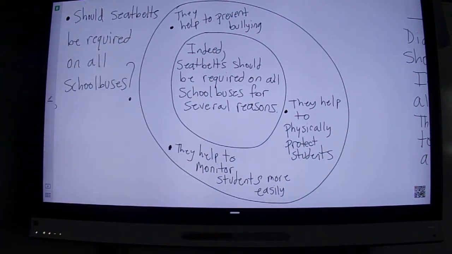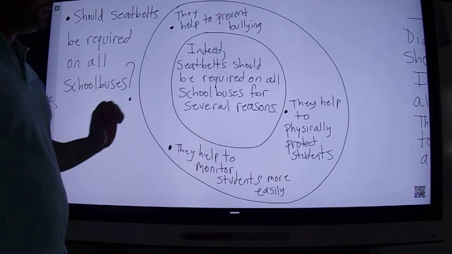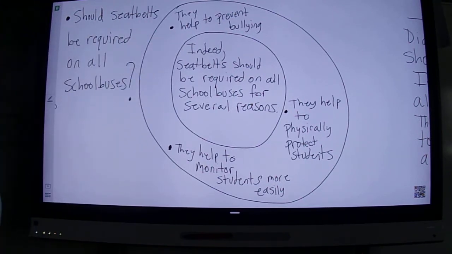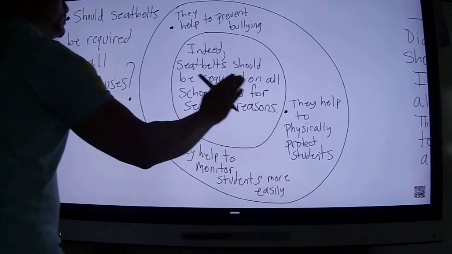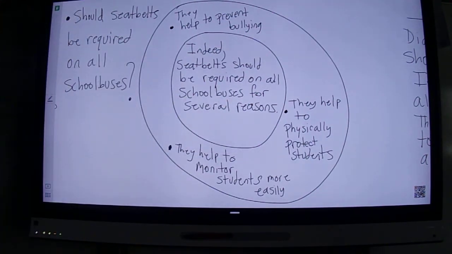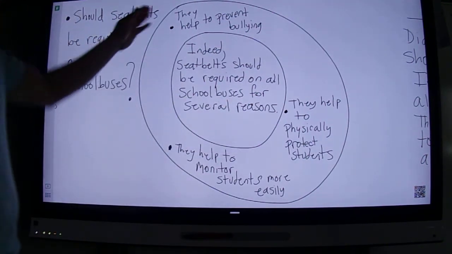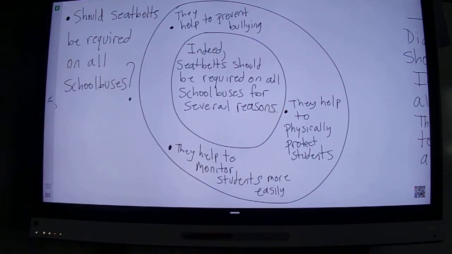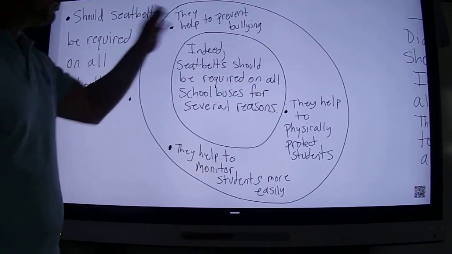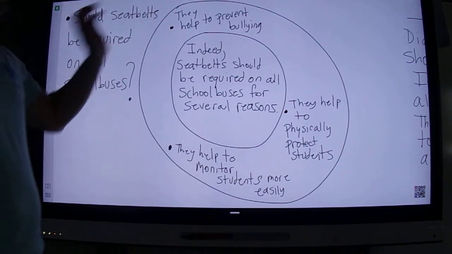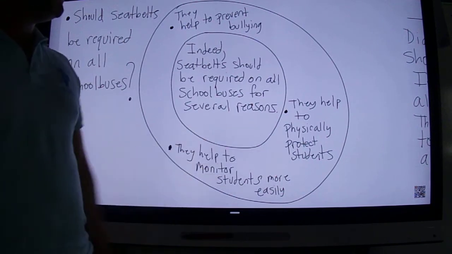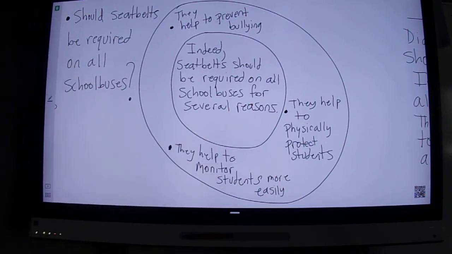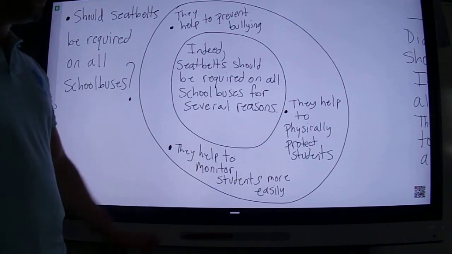Indeed meaning yes. In this case, I think it should be, so I say indeed. I say for several reasons. Indeed, comma, seatbelts should be required on all school buses for several reasons. Okay? There's the answer. We're going to provide 3. And they are these 3 bullets. Number 1, they help to prevent bullying. Number 2, they help to physically protect students. And number 3, they help monitor students more easily.